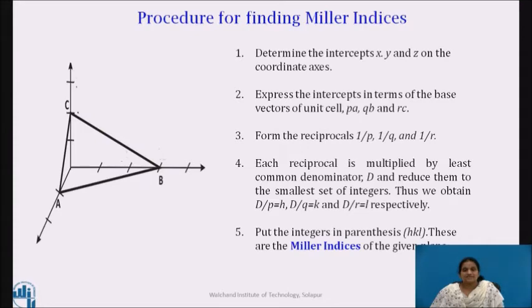Then express the intercepts in terms of the base vectors of the unit cell, that is pa, qb and rc. After that, take the reciprocals of these intercepts. Then each reciprocal is multiplied by the least common denominator, that is D, and reduced to the smallest set of integers. So D by P gives H, D by Q gives K and D by R gives L respectively. So put these integers now in parentheses and these are the Miller indices of the given plane.